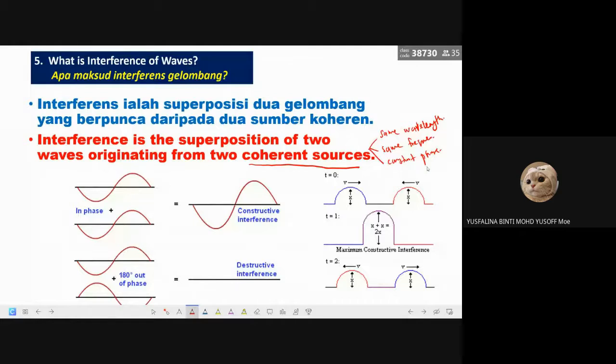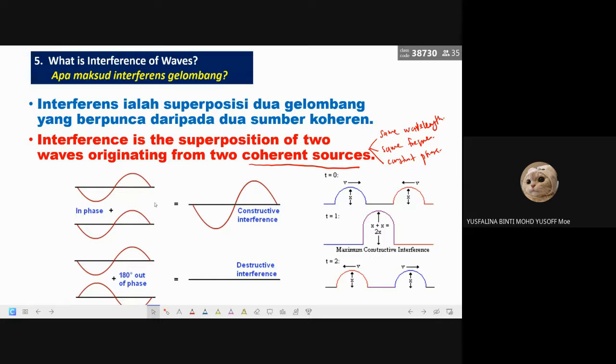Let's say one source uses one wavelength and the other uses another wavelength. Let's say this is 6 cm, another one is 8 cm. So that is not interference. They must come from two coherent sources.